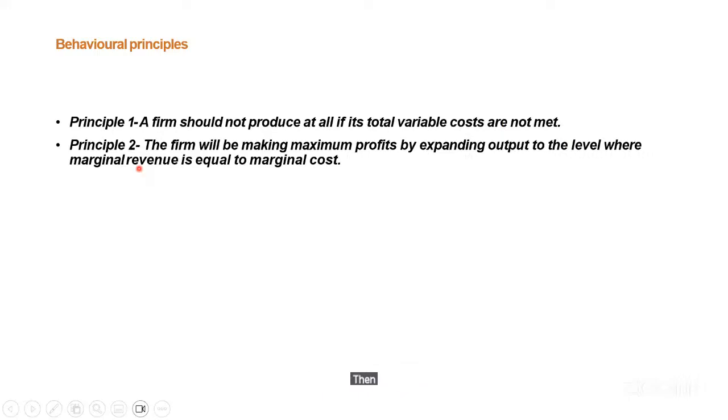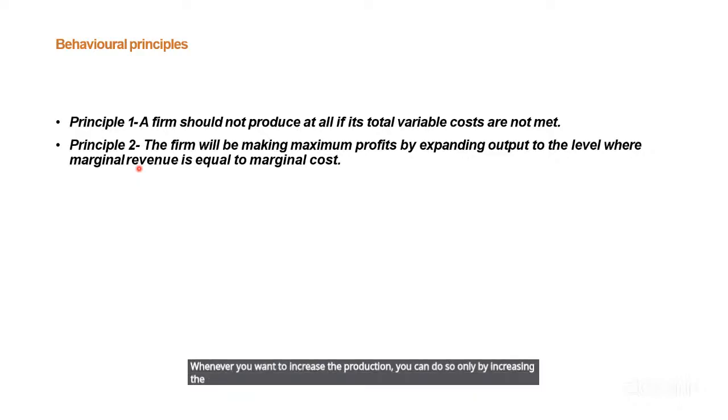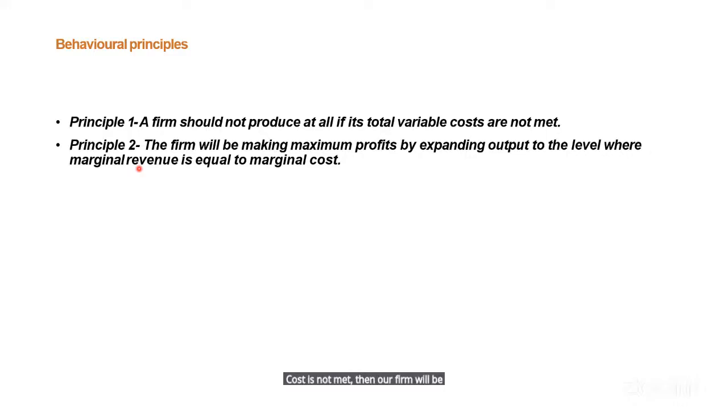Then behavioral principles. These two things you need to remember. One, a firm should not produce at all if its total variable costs are not met. See, total variable costs are the cost incurred on the variable factor input. Whenever you want to increase production, you can do so only by increasing the variable factor input in the short run. If that cost is not met, then a firm will be under loss. So a firm should not produce at all if total variable cost is not met.